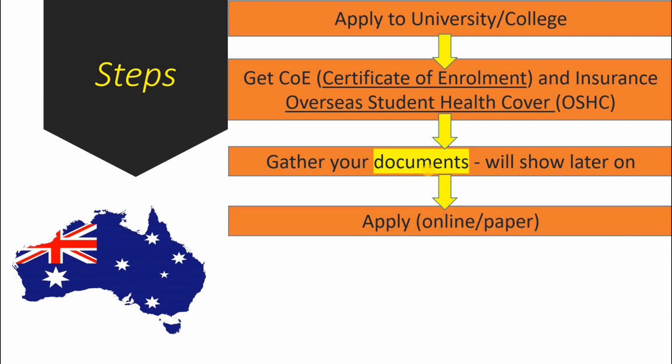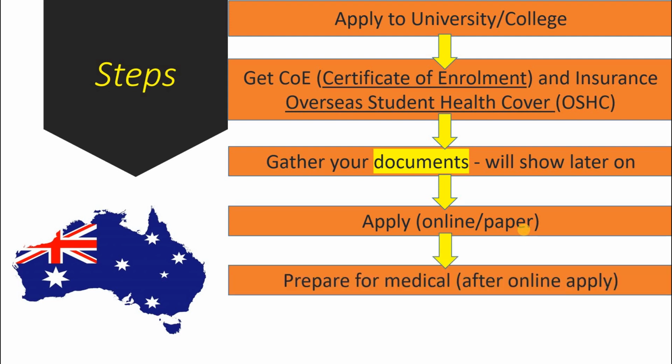And then after you gather all the documents, basically you apply online. Previously there was a paper option, but nowadays everybody does it online, as far as I know. And online is such an easy process. You can track your application, see what's going on, and easily attach the documents. So I definitely prefer online.